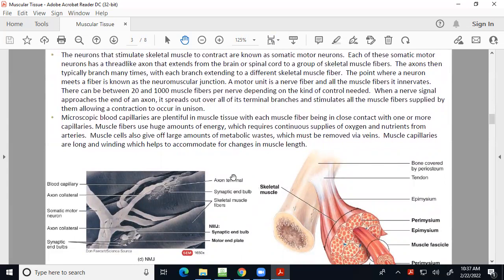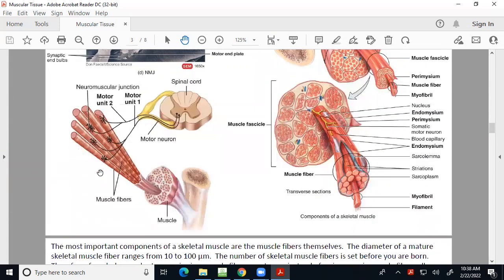They are neurons that have a thread-like axon extending from the brain or spinal cord to a group of skeletal muscles. Those axons then typically branch many times. Each branch then extends to a different skeletal muscle fiber. We can see this situation here in the bottom left illustration, kind of explaining it.